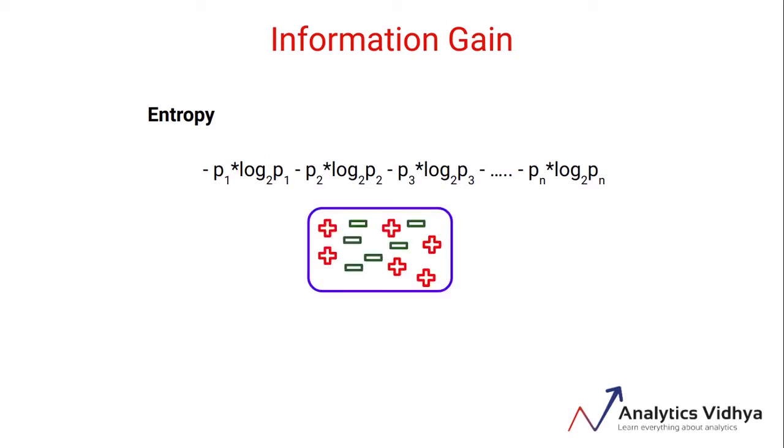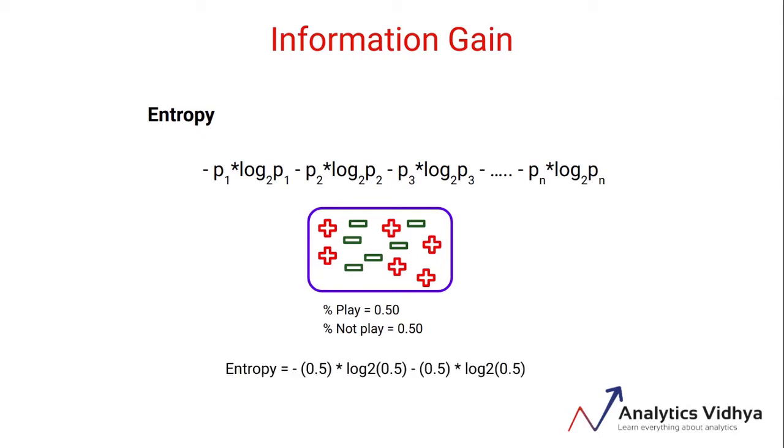Consider this node as an example. Here the percentage of students who play cricket is 0.5 and the percentage of students who do not play cricket is of course also 0.5. Now if I use the formula to calculate the entropy, the percentage of play class is 0.5 multiplied by the log of 0.5 base 2 minus the percentage of do not play, which is 0.5 multiplied by log of 0.5. Since the log of 0.5 base 2 is minus 1, the entropy for this node will be 1.